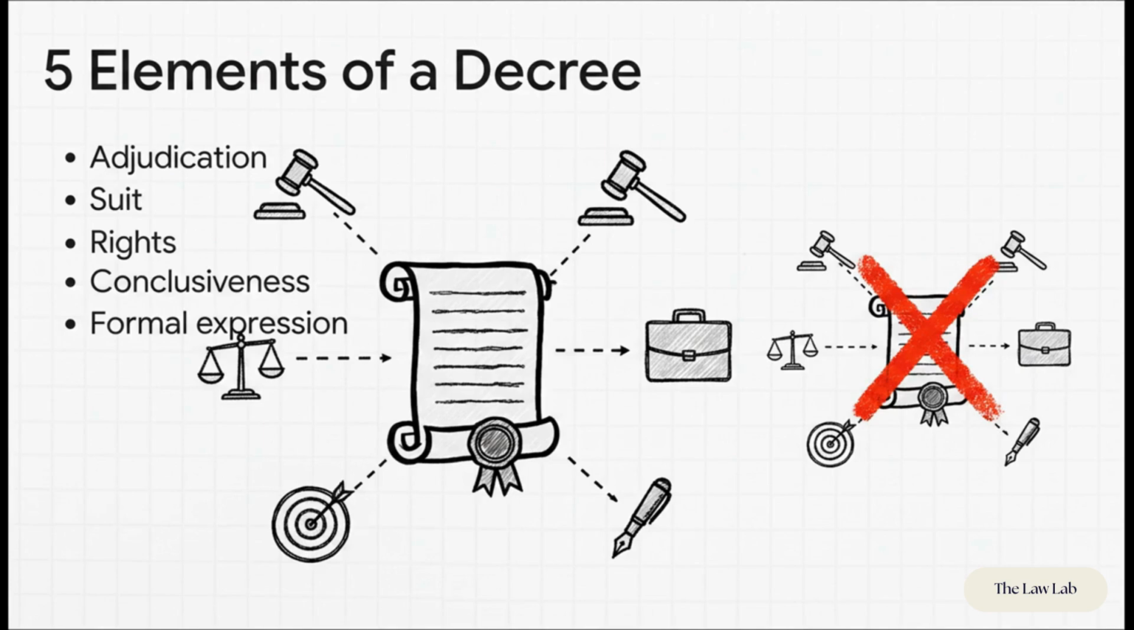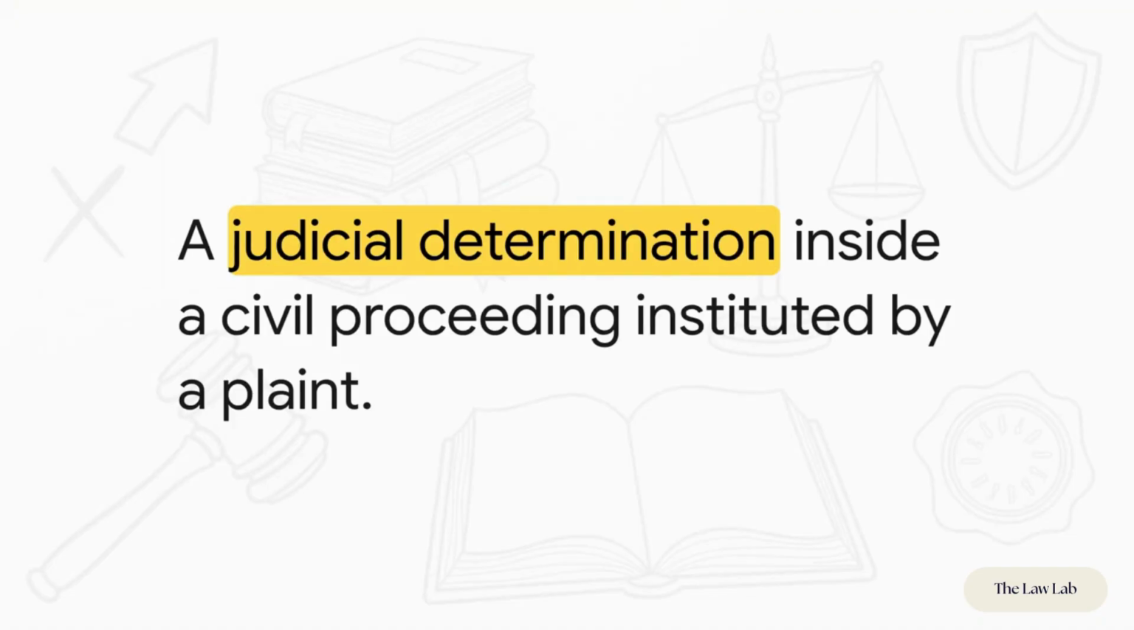So the absolutely crucial point here is this. If a court's decision lacks even a single one of these elements, there is no way it's a decree. It's just an order. And let me tell you, the difference between an order and a decree is huge. Let's break these down, starting with the first 2.